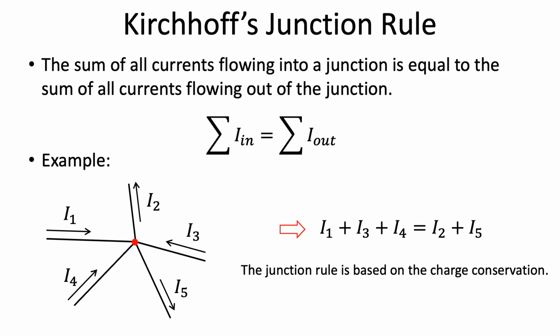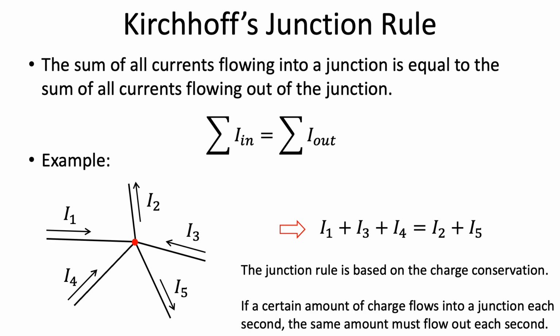The junction rule is one of the fundamental principles in circuit analysis, and it is based on the conservation of electric charge. Electric current is the flow of electric charge. Because the electric charge cannot be created or destroyed, if a certain amount of charge flows into a junction each second, then the same amount of charge must flow out of it each second.